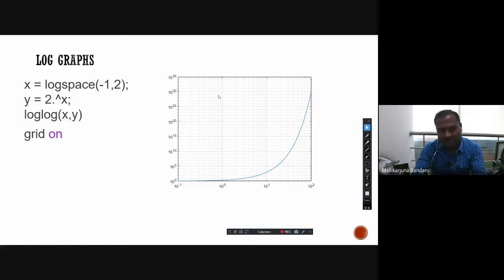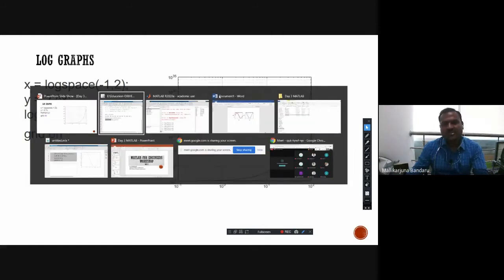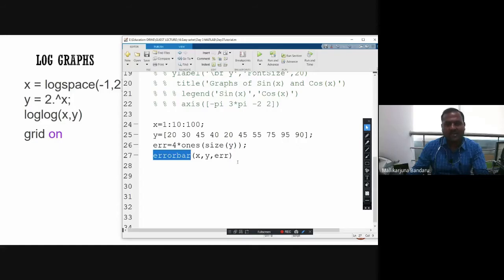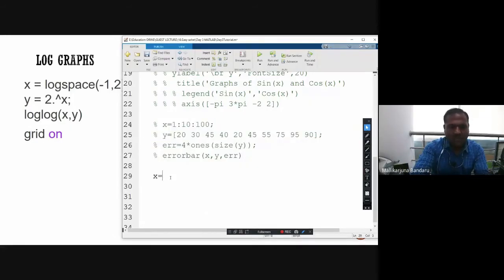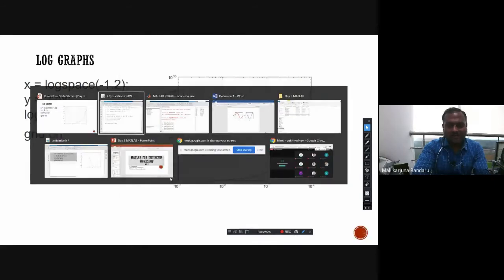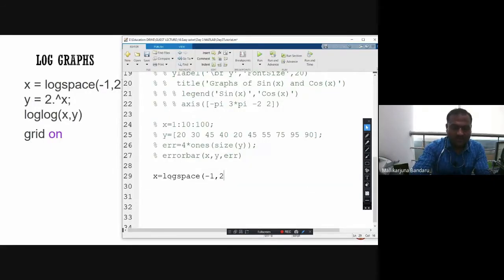So there are different types, right? So suppose the log graph. How can you visualize the log graph for this? Let us type the same thing. Suppose x is equal to logspace. This is one of the syntaxes to define a vector. y is equal to, usually we write 2 power x, right? The syntax is loglog of x comma y.